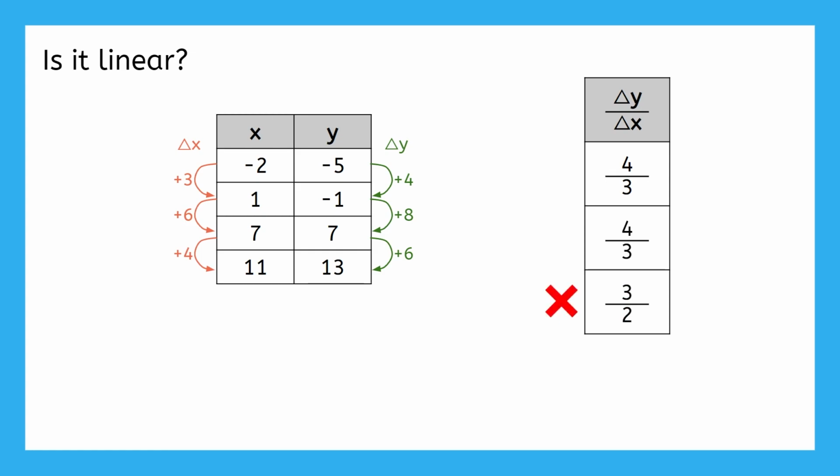So this table does not have a constant rate of change. This means that these coordinates do not form a straight line or are not linear. So it wouldn't be possible to write an equation for them in slope-intercept form. Keep this in mind whenever you're asked to write an equation for a set of points.